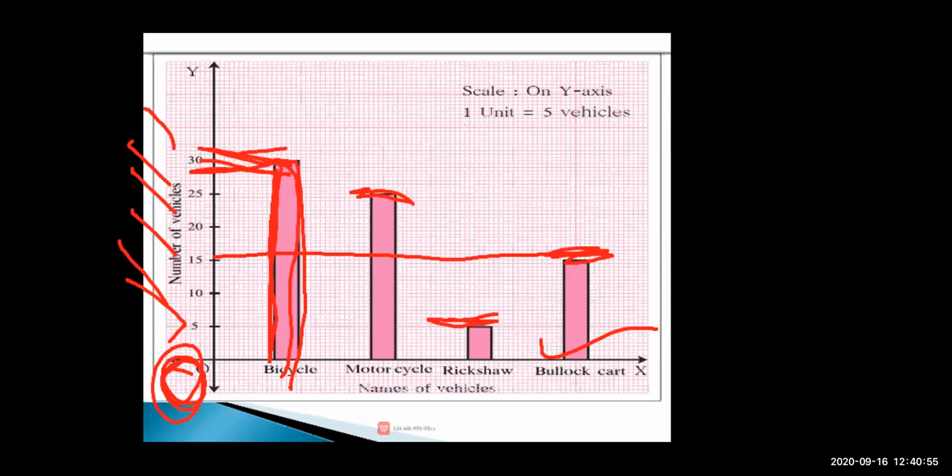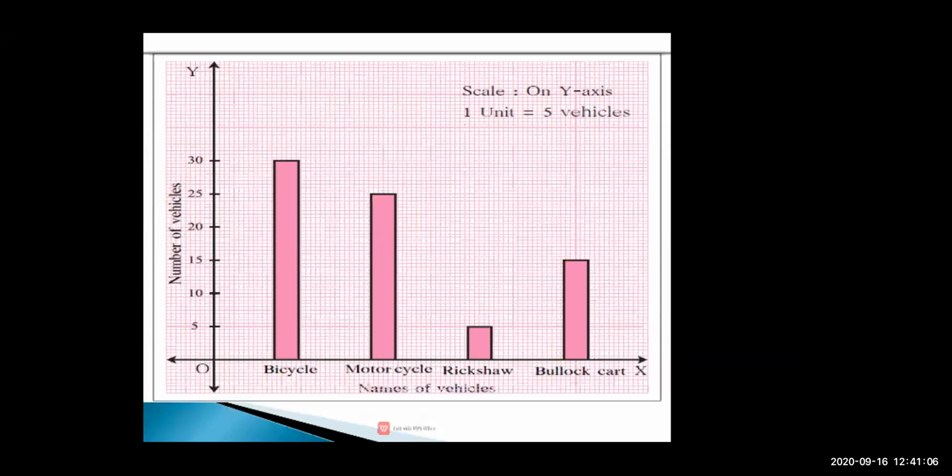So here, how are you going to draw a graph? I have explained it. First of all, you have to draw the x-axis, then the y-axis. First, the main thing, x-axis, that is our horizontal line. Y-axis, then you have to write the scale. On the y-axis, 1 centimeter equals 5 vehicles. Then next, you have to write the origin.